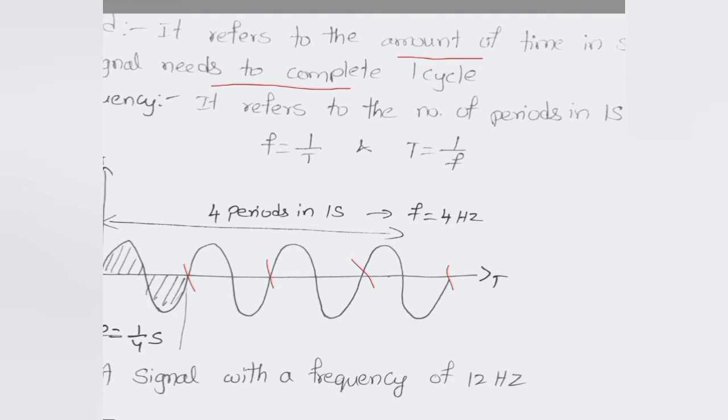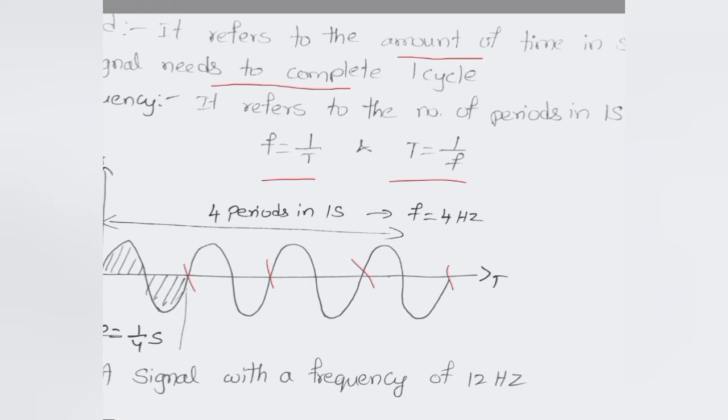The next one is frequency. Frequency refers to the number of periods in 1 second. So frequency is always inversely proportional to the period, right? So f equals 1 by T and T equals 1 by f. We know that period means the time required, and time and frequency are always inversely proportional to each other.